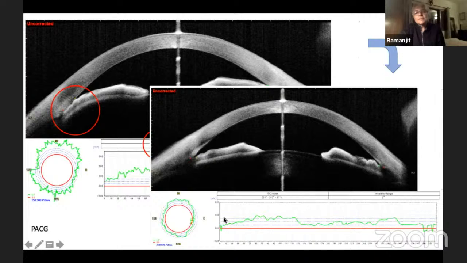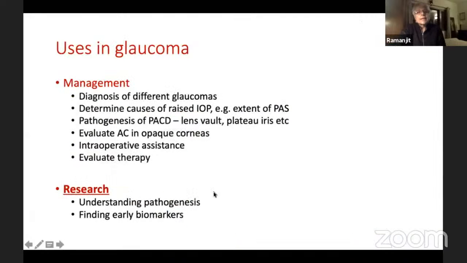Anything that was above the trabecular meshwork has come down. You can see the difference pre and post iridotomy. So an iridotomy definitely seems to help, and this helps us to evaluate the therapy and say that in such an eye, possibly medical therapy may be a good option and surgery may not be required.